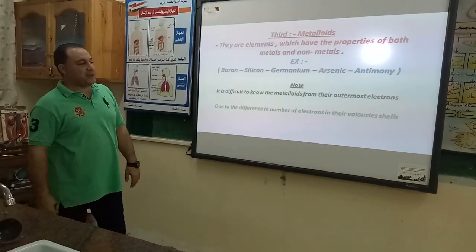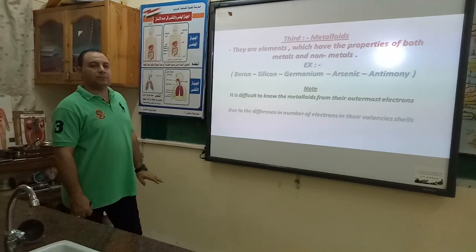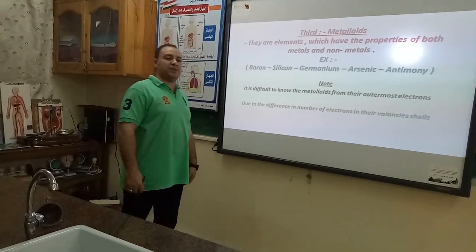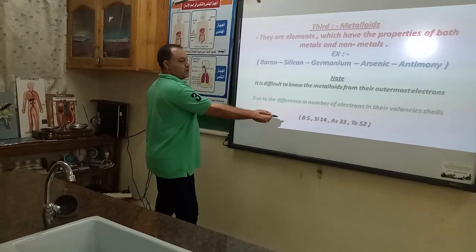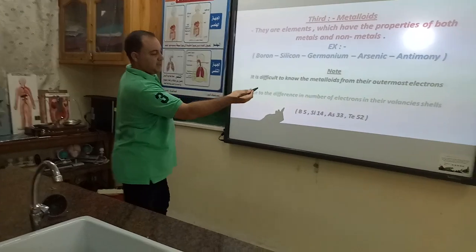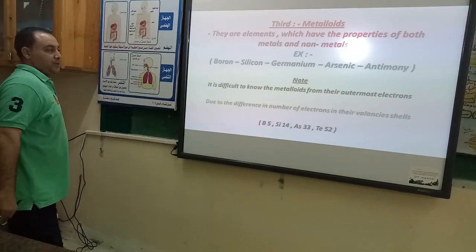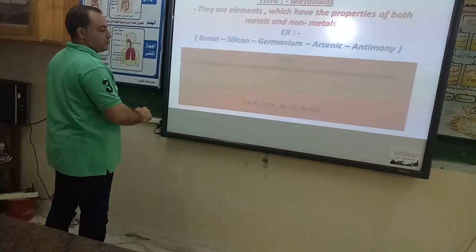This is due to the difference in the number of electrons in their valence shells. Okay? As boron 5, silicon 14, and so on. It's a note.